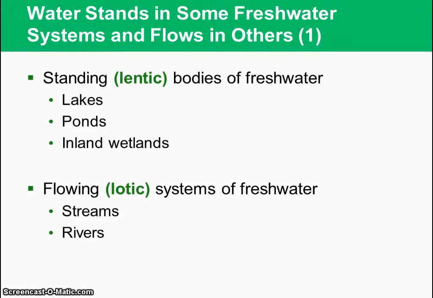So standing water: lakes, ponds, and inland wetlands. Again, those lakes and ponds, we're going to be differentiating them based on size, and that's really going to be the only factor. You guys will not have to know the differentiation between a lake and a pond. Just know that lakes are bigger than ponds. Same thing as a mountain being bigger than a hill. There is a distinction, but not even everybody uses the terms correctly. And that's okay for our purposes.